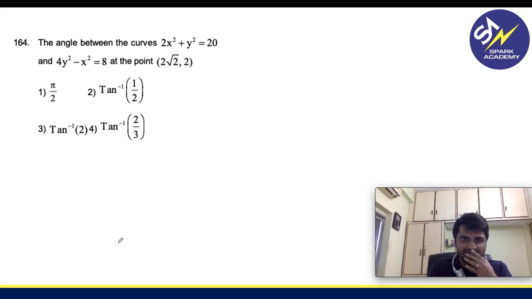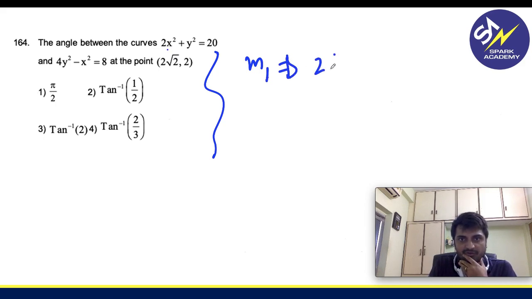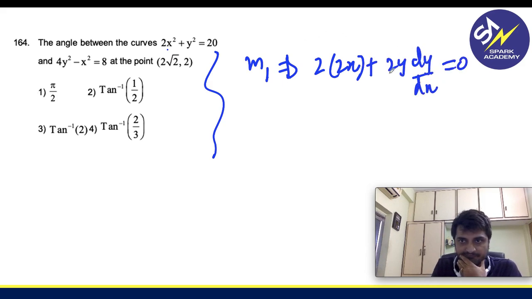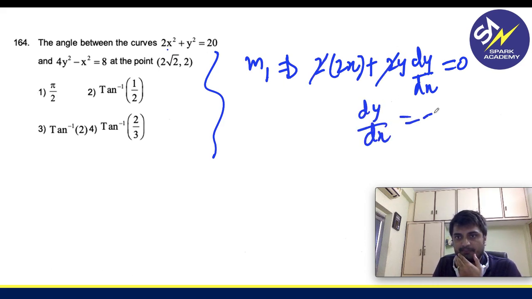Now, simple angle between the curves. How do we do it? First I need to find out m1. m1 is what? 2 times 2x plus derivative of y square is 2y dy by dx. That part is 0. So 2 everywhere cancelled. So dy by dx is what? Minus 2x by y, or minus 2 times 2 root 2 by 2. Minus 2 root 2.